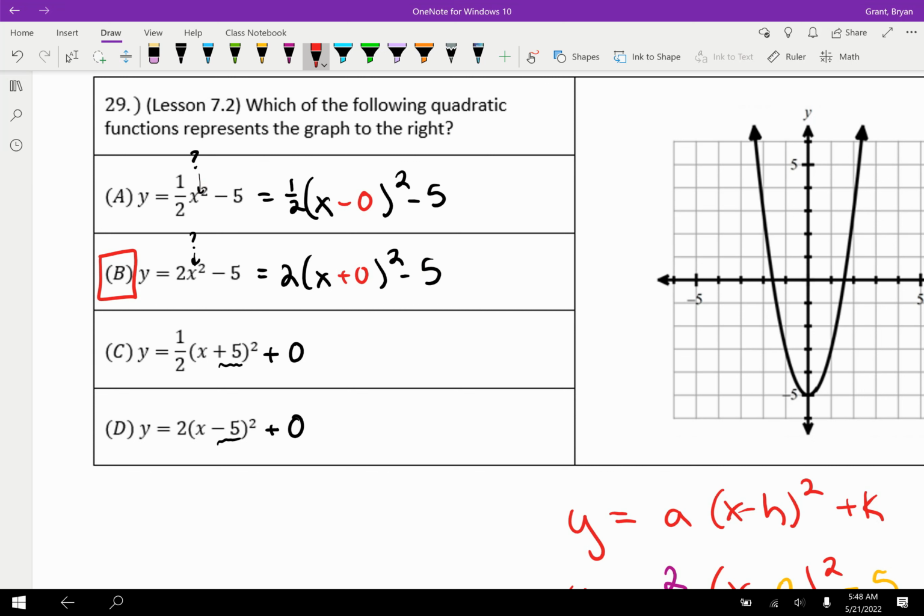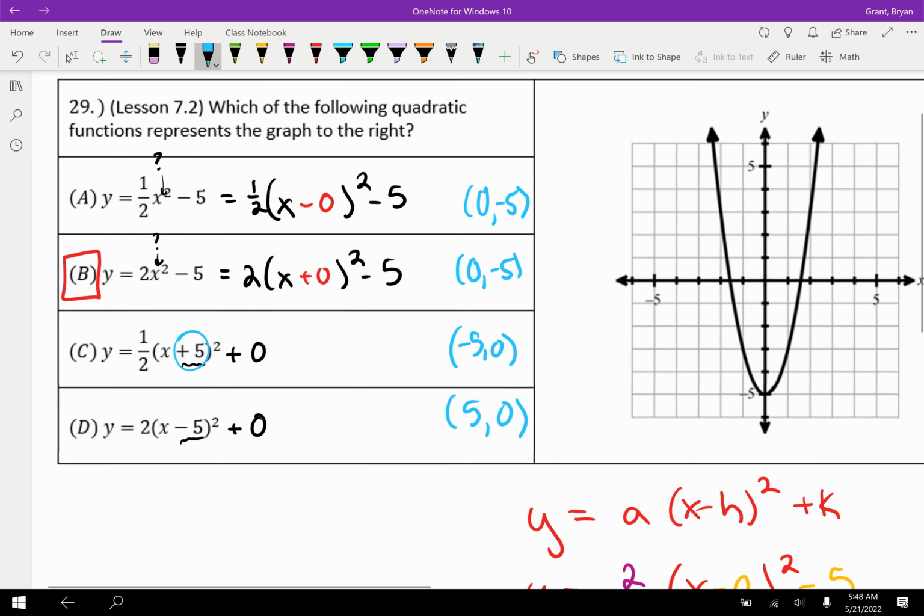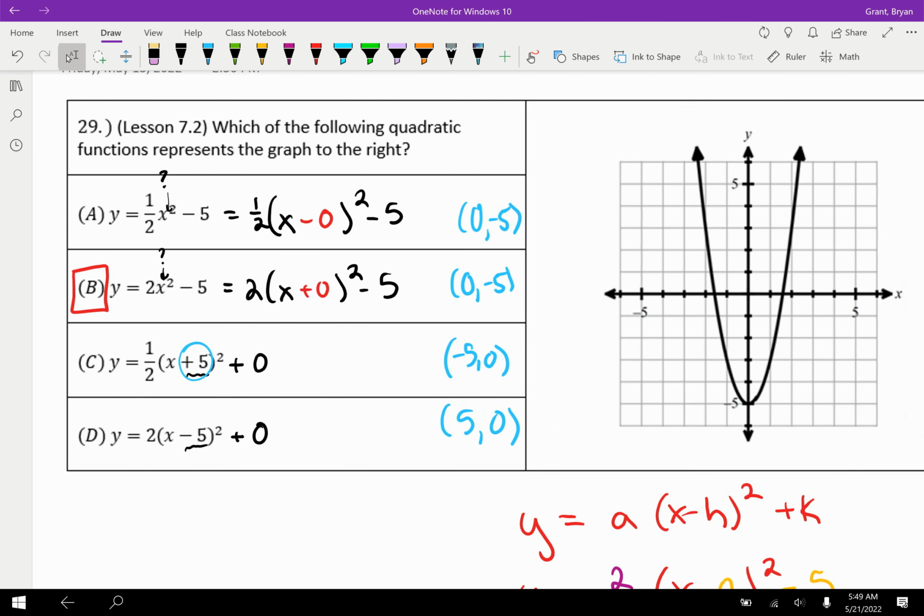So we have these four equations. From here, you should identify the vertex. Vertex-wise, we can see we're at (0, negative 5), (0, negative 5). These guys, opposite of h, so opposite of 5 is (negative 5, 0) and (positive 5, 0). So just by quickly graphing the vertices, you can eliminate two of the four answers. (0, negative 5) matches, (0, negative 5) matches. (Negative 5, 0) over here certainly doesn't match. And (5, 0) over there doesn't match either.